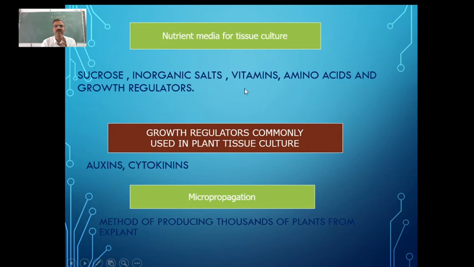So the nutrient medium, as I told you, contains sucrose, that is sugar, then inorganic salts, vitamins, amino acids and also growth regulators. Normal growth regulators are auxins and also cytokinins, and from that, as I told you, we can grow thousands of plants, which we call micropropagation. The tissue culture is called micropropagation because thousands of plants you can get from the explant. A small piece will be there and each cell can be grown into one plant. That's why it is called micropropagation.